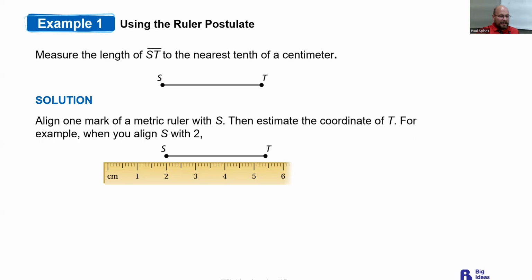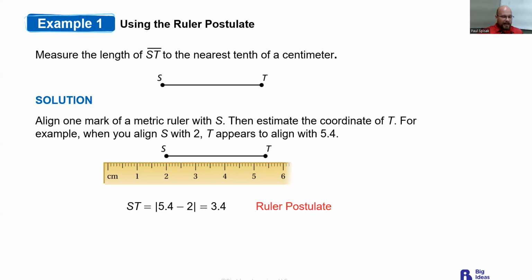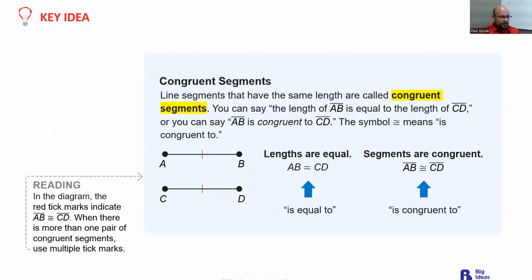You then can find the difference by subtracting. So we have the 2, we have the 5.4, subtracting them. We get 3.4. Again, it's a positive number already, so we're good with that number. If we had switched it around and started with our T value first and said T minus S, that still works. We would have gotten negative 3.4, but we still would have gotten 3.4 in the end once we take the absolute value. So again, the length of ST is about 3.4 centimeters.